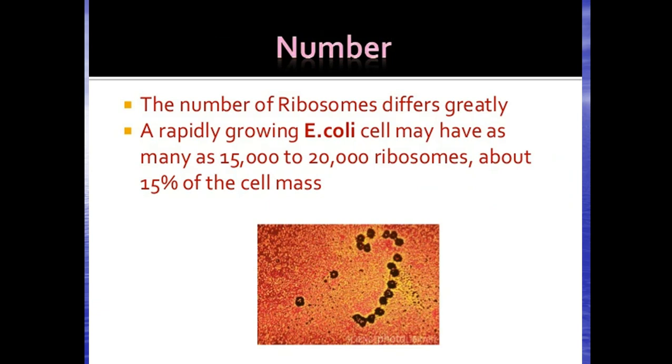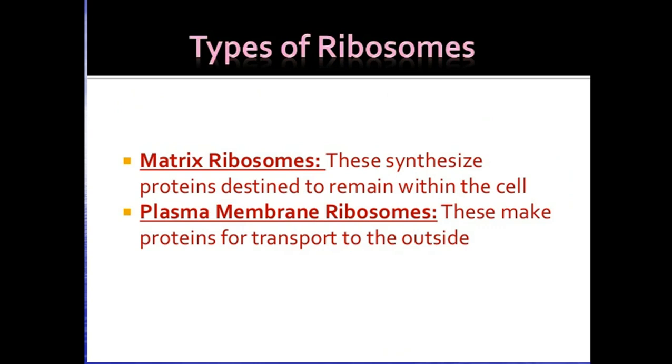Then coming to the number. The number of ribosomes differs greatly. For example, a rapidly growing E. coli cell may have 15,000 to 20,000 ribosomes. Almost 15% of the cell mass in E. coli is because of the ribosomes.